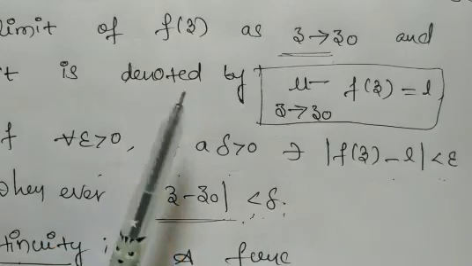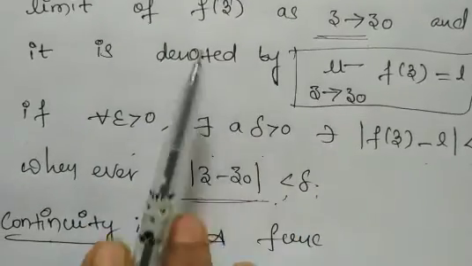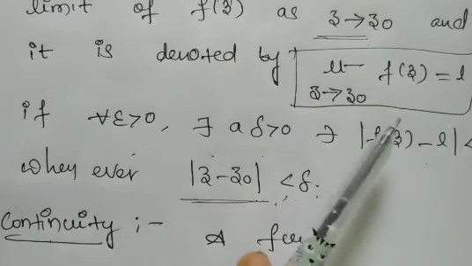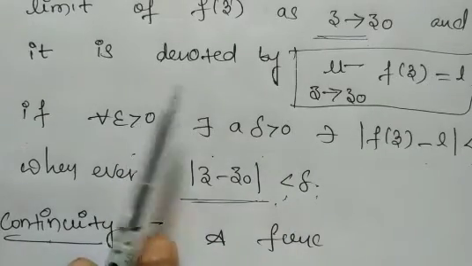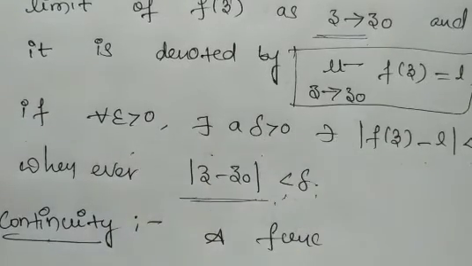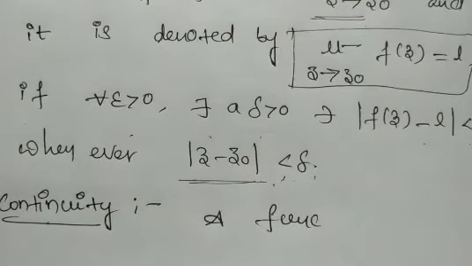If the limit of a function exists, then both the right hand side and left hand side limits are equal, and the limit exists for that function. Next one is continuity of a function.